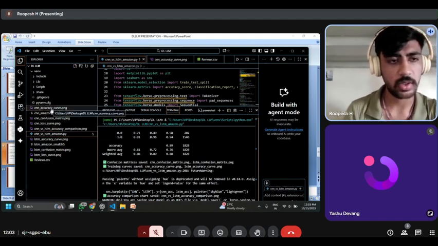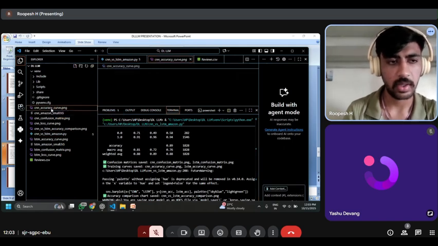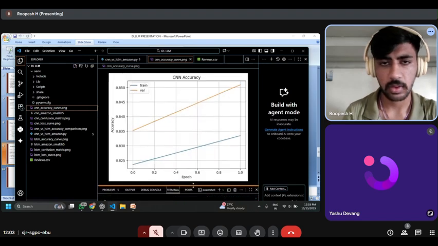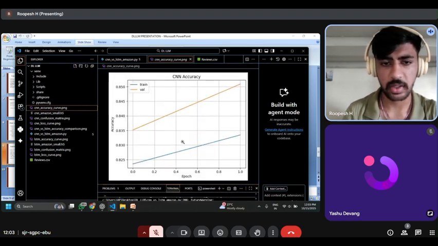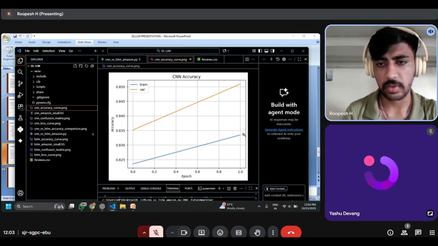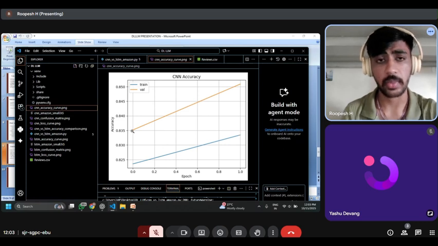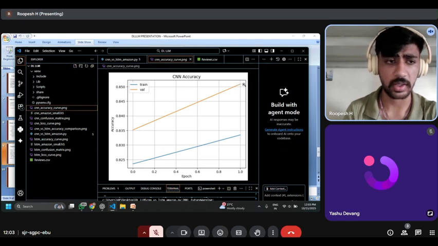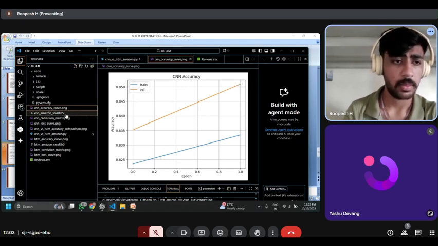First one is the CNN. I'll finish off CNN and then take you to LSTM. The CNN accuracy curve. So basically, this is the CNN accuracy curve. When it was getting trained, you can see the curve over here, and at the last, at the validation point, the accuracy has increased over here.